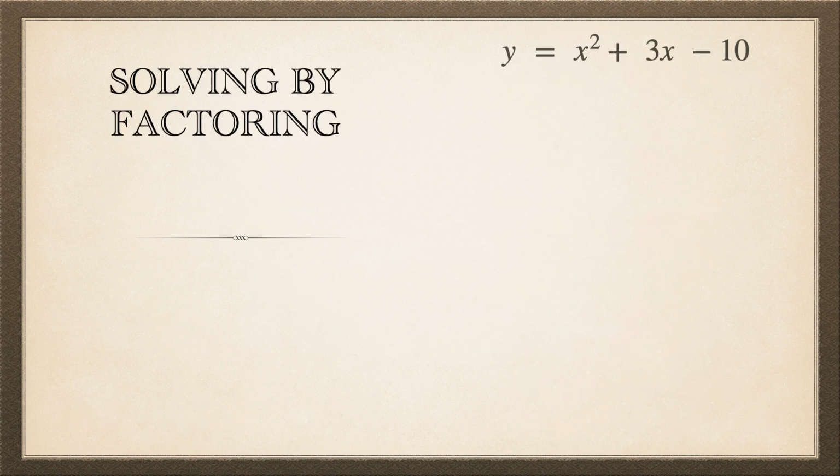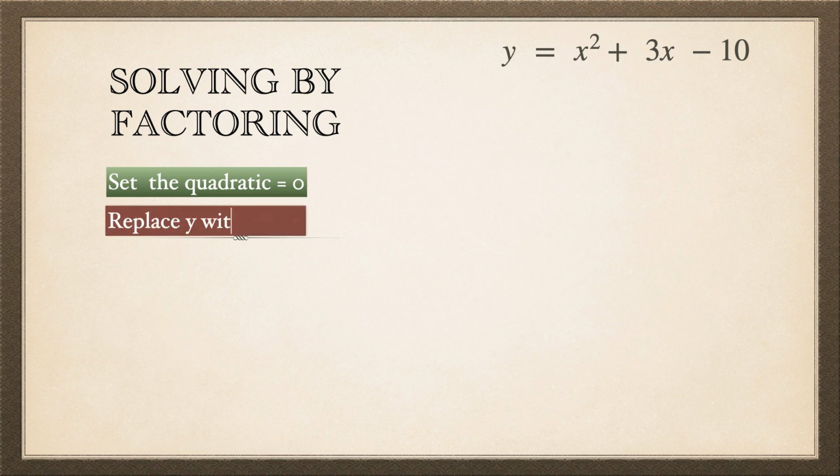Now we're ready to solve by factoring. And again, we're using what we know from last time, last section, and now we're going to solve. What does that mean? Well, let's find out. So the first thing I want you to do to solve is to set the quadratic equal to 0. Well, notice here I have a y. So what does that mean? That means I'm going to replace the y with a 0.